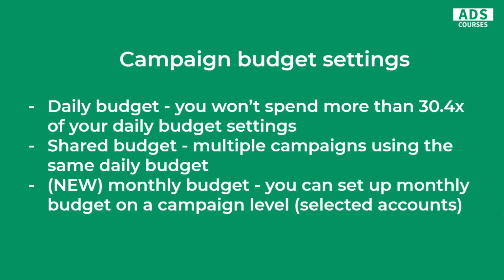Right now we have the possibility to set up a daily budget on a campaign level or a shared daily budget. So when you set up a daily budget, you simply won't spend more than 30 times your daily budget in a month. But your budget can be overspent on a daily basis. So you can see that there will be some days that you will actually spend more than your daily budget, but in general, it won't be bigger than 30 times your daily budget.